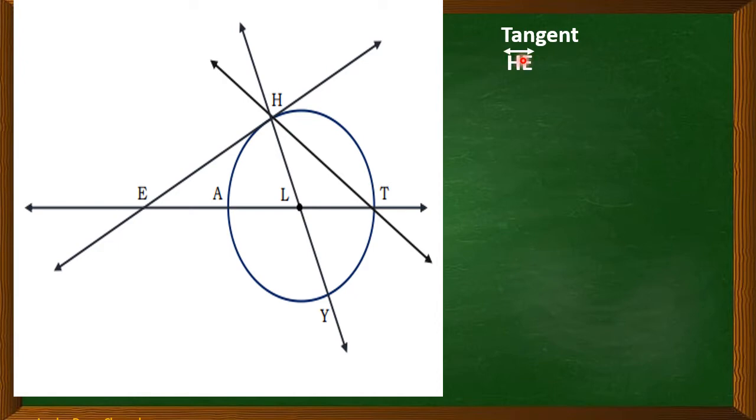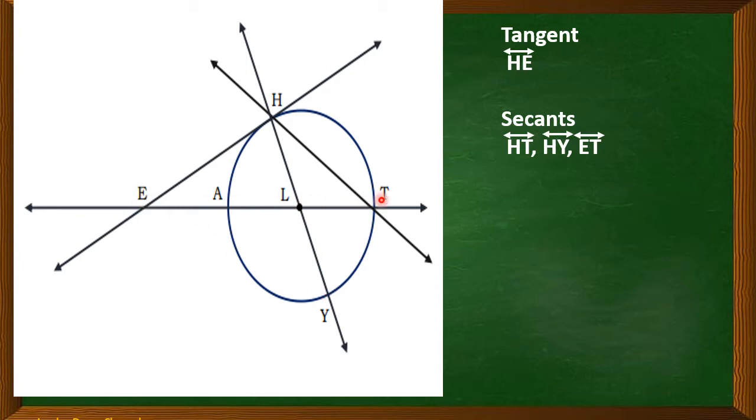Now for the secant, we have line HT. This one, line HT. Next, we have line HY. This one. And the last is line ET.